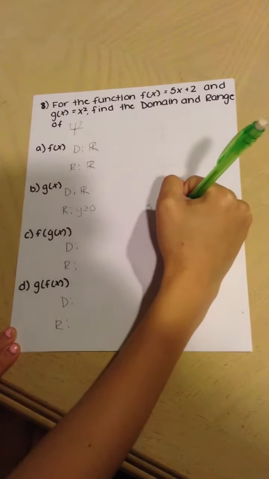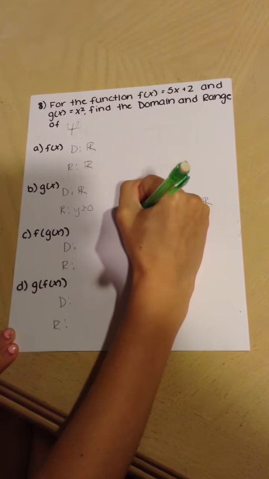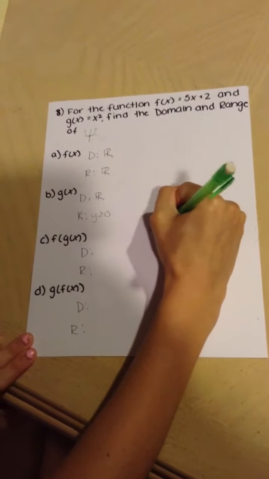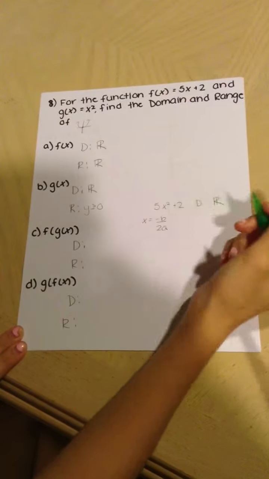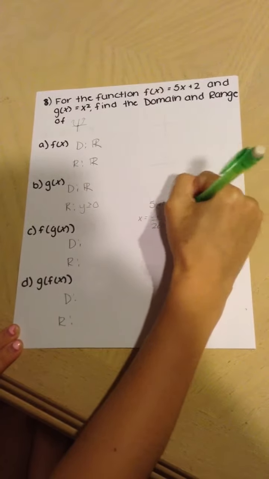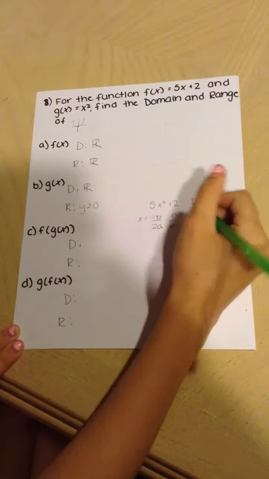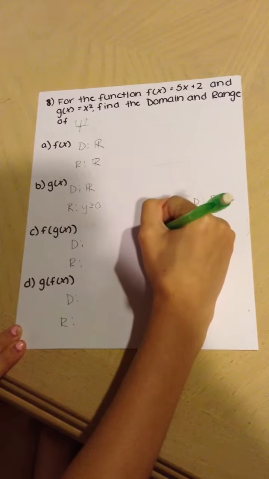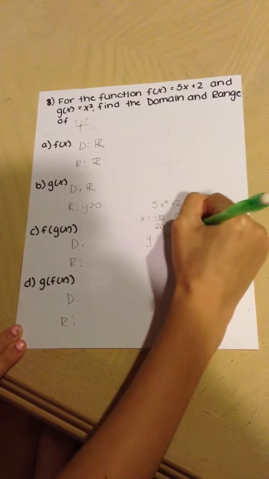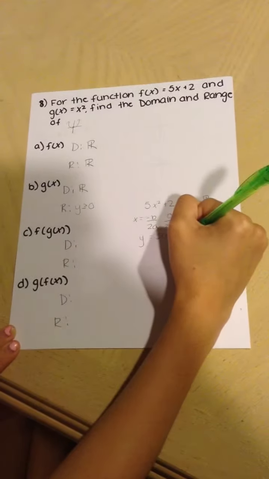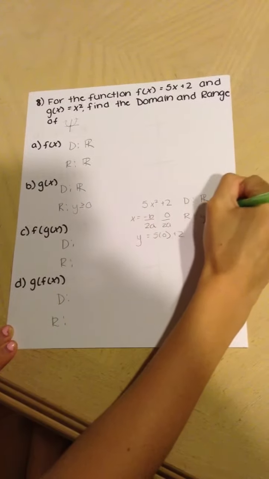The range, we have to find the vertex. So to find the vertex, it's x equals negative b over 2a. You have no b, so it's going to be 0 over 2a, which means x is just going to be 0. So then when you plug it back in, to get y, you have y equals 5 times 0 plus 2. So y is 2. So the range is y is greater than or equal to 2.